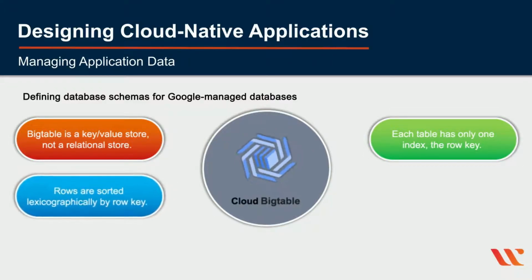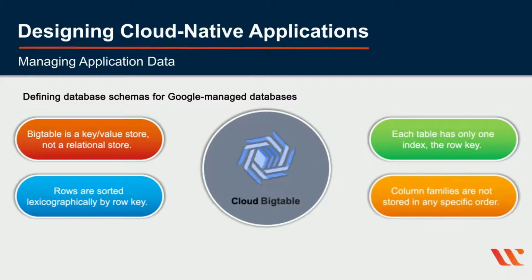Rows are stored lexicographically by row key, from the lowest to the highest byte string. Row keys are stored in big endian byte order, sometimes called the network byte order, the binary equivalent of alphabetical order. Column families are not stored in any specific order.